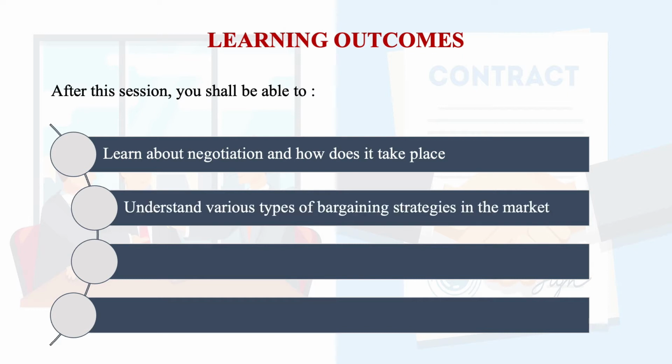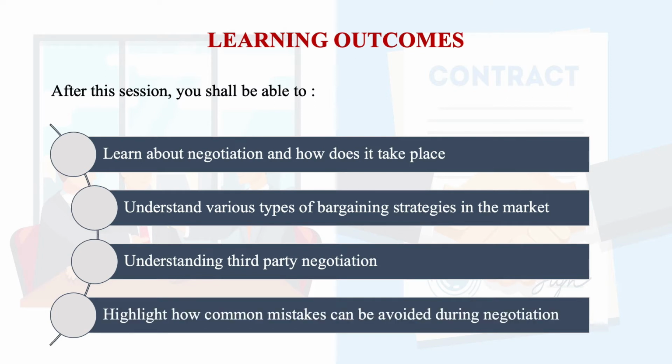Secondly, discussing various types of bargaining strategies in the market and how individual differences, ethics and situational factors influence negotiation. Thirdly, understanding third party negotiation and how it can help in reaching an agreement. And lastly, pinpointing how common mistakes can be avoided during negotiation.